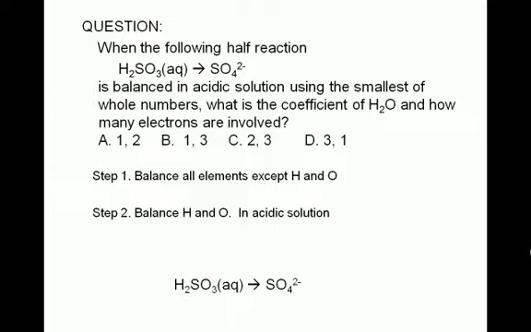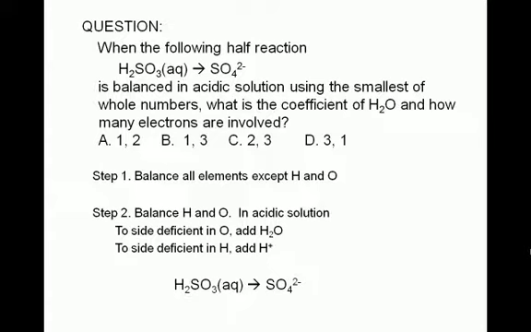The next step is to balance hydrogen and oxygen. In acidic solution, it is best to balance oxygen first. This is done by adding water to the side that needs more oxygen.